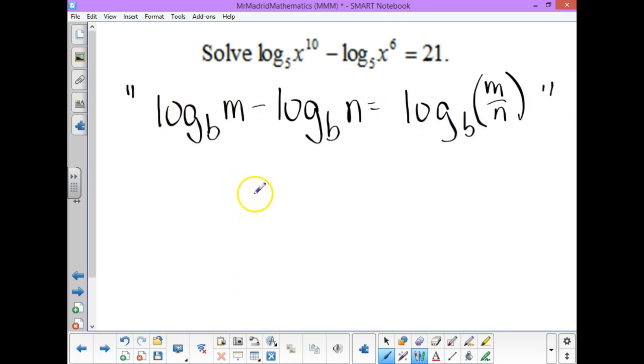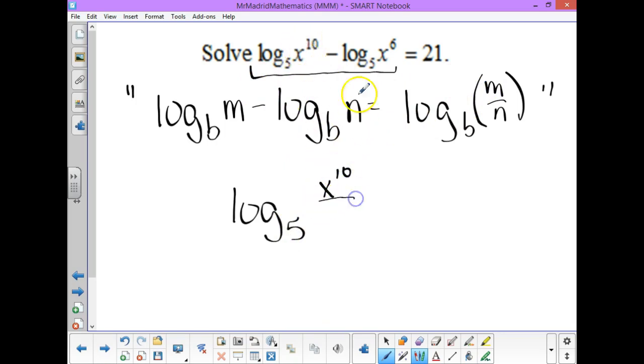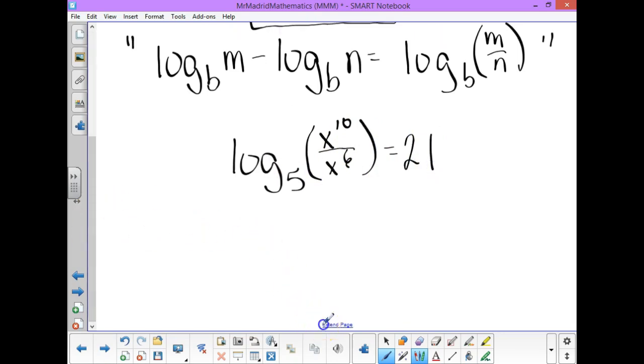But let's go ahead and continue with this process. If I apply this knowledge on the left side of this equation, I can disregard this 21, then I'd have log, I need a base b, which is obvious, it's 5, and I would have m, which is x to the 10 over x to the 6. Don't forget, equals 21.